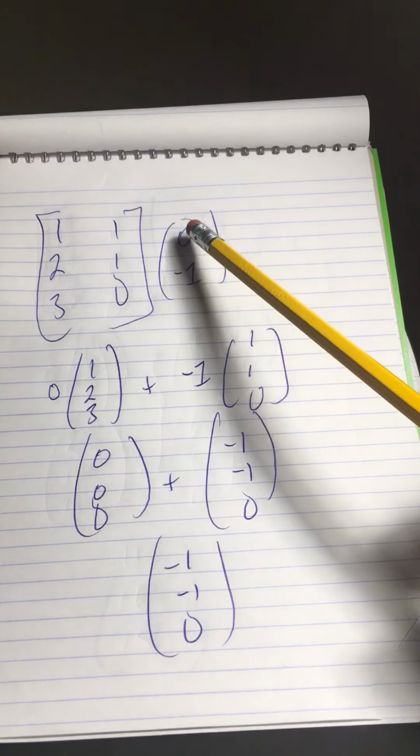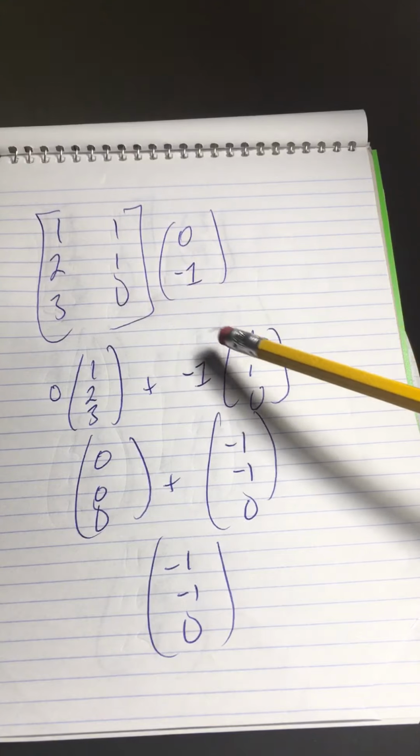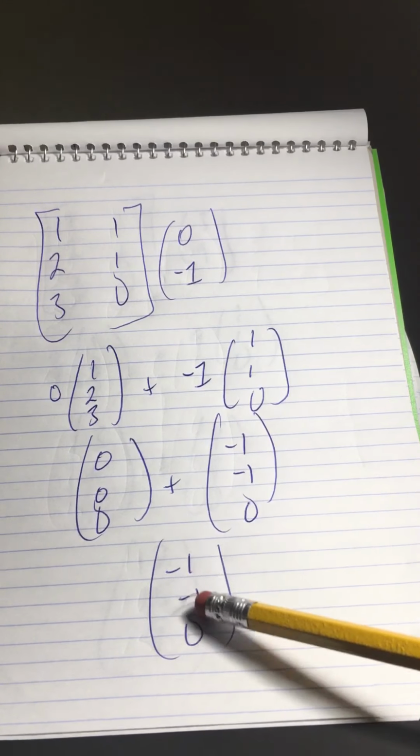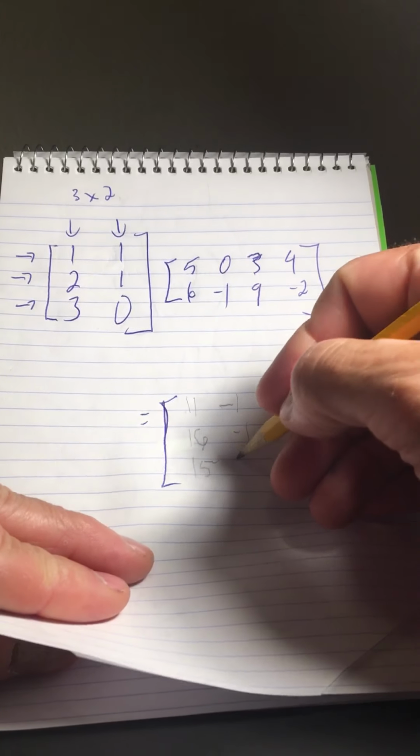All right, what about the 0, -1? The 0, -1, what do you do with that? Well, you do the same thing. So we're going to take 0 times all of these guys and get nothing but zeros. We're going to take -1 by all these guys and just change their sign, then add, so we get -1, -1, 0.